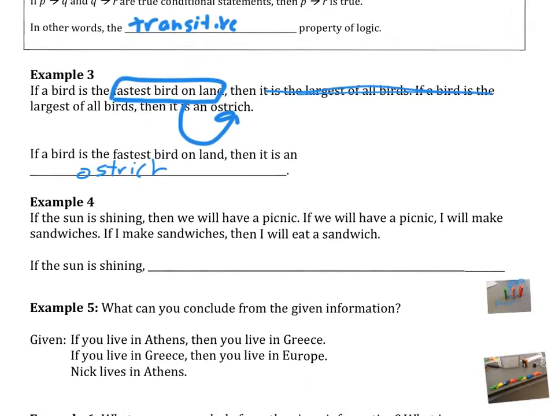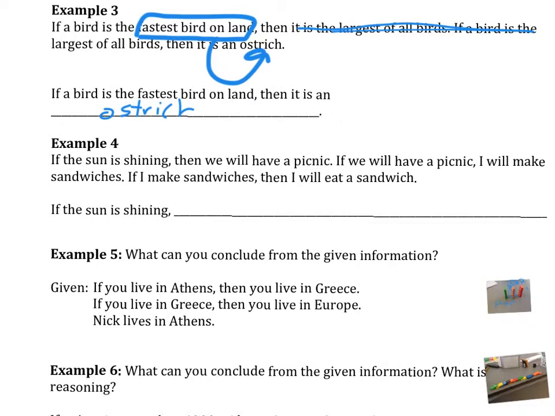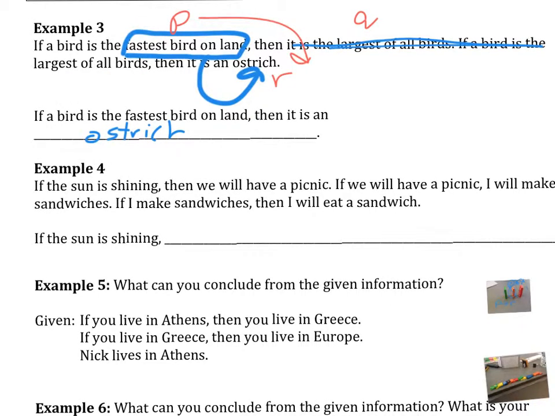Example number 4. If the sun is shining, then we will have a picnic. If we have a picnic, I'm going to make sandwiches. If I make sandwiches, I'm going to eat sandwiches. So, what is my new statement? So finishing this one up, if the sun is shining, then I will eat sandwiches. Notice, the sun is shining is P. Having a picnic is Q. Making a sandwich is R. And eating the sandwich is S. So we're doing an extended version of this. We're going from P to Q to R to S, and we're just skipping over everything in the middle.